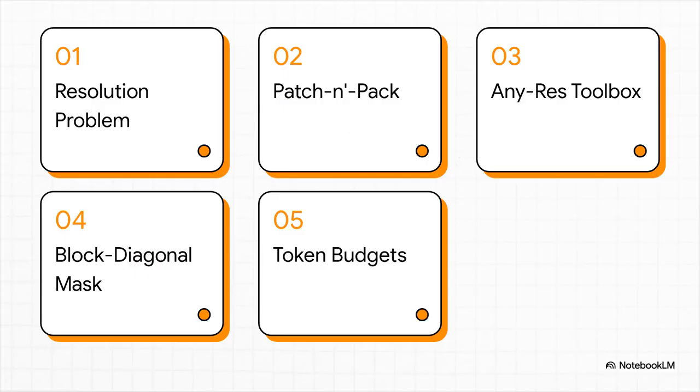So here is our roadmap for today. We're going to hit point 1, the resolution problem, 2, the patch and pack revolution, 3, the AnyRes toolbox, 4, the block diagonal mask, and wrap up with 5, token budget strategies. Let's get right into it.